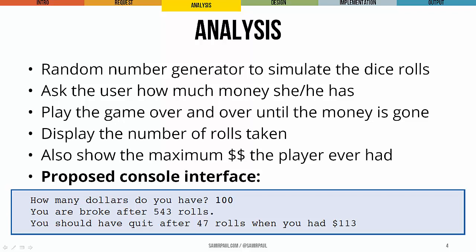Below, you can see a proposed interface, prompting for how much money the user has, in this case 100, and then we would display how many rolls it took to go broke, and when exactly, which is to say after how many rolls, the user should have quit because they were at their highest point. Here, it looks like it was after they had earned $13 and were at a total of $113 after 47 rolls.